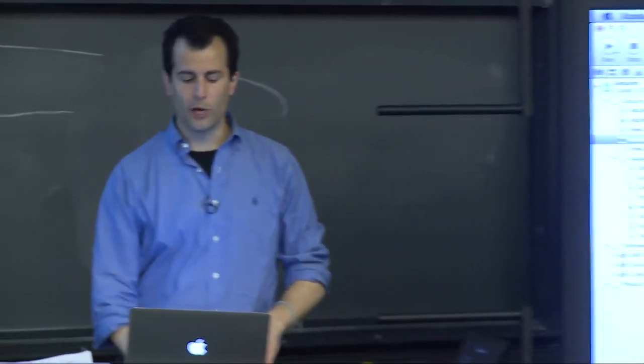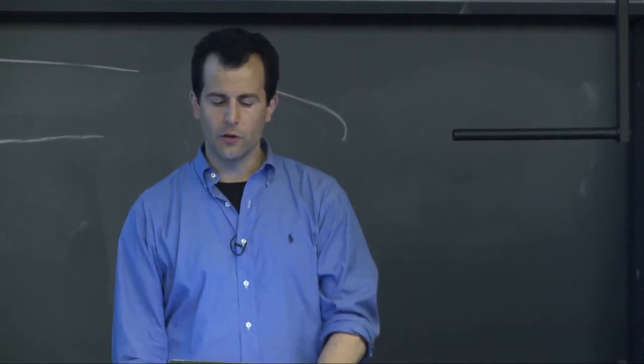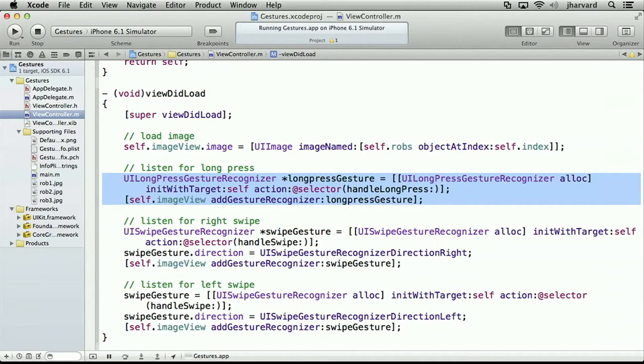So now I'm going to listen for presses on Rob's image. So code's a little ugly, but what I'm doing is declaring a pointer called longPressGesture of type UILongPressGestureRecognizer. I am assigning it the return value of calling UILongPressGestureRecognizer alloc. So just give me one of these recognizers. I'm initializing it with a target, self. We'll come back to that in a second. Action called handleLongPress. So in layman's terms, this is listening for long press. But in slightly more technical terms, what are we telling the UILongPressGestureRecognizer object exactly with initWithTarget and action here?